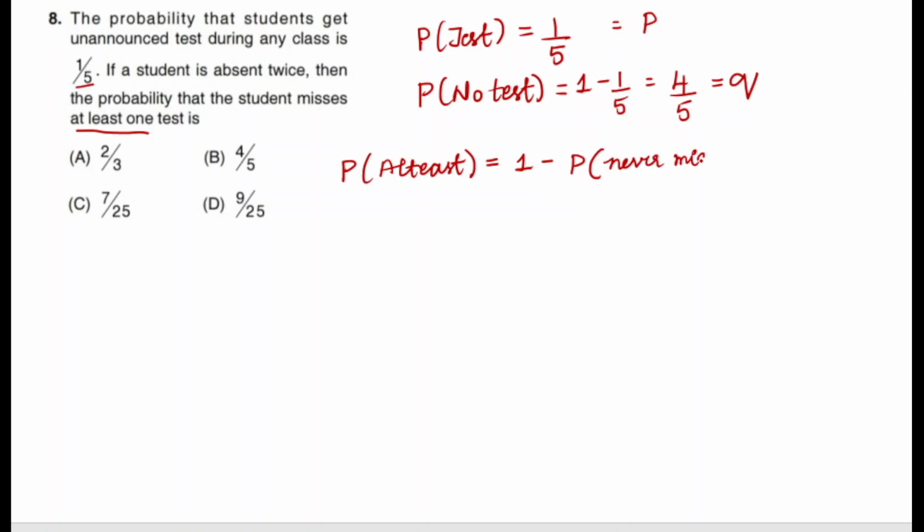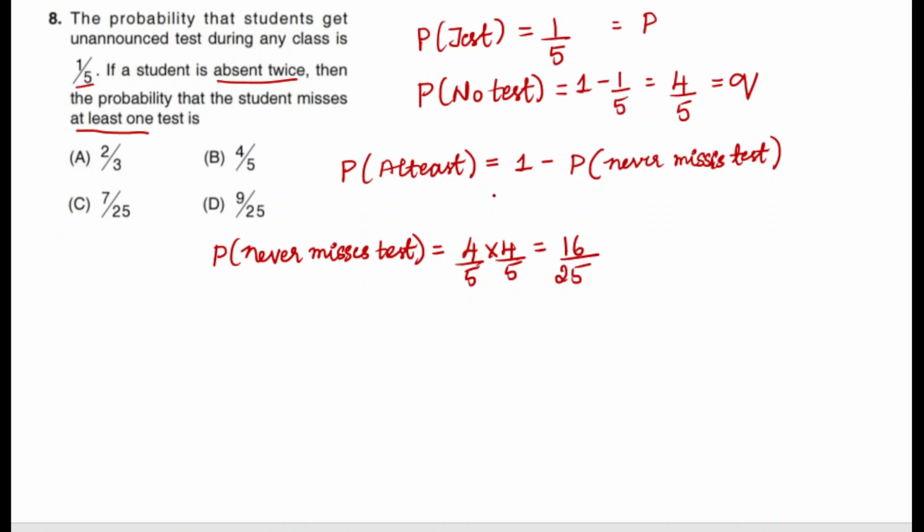He never misses a test. Now that is the probability of no test. He never misses a test means in the 2 days he is absent, in the 2 days also there is no test. Now I have told just now the probability of failure of a single trial is 4 by 5, so 2 days means 2 trials. The probability that he never misses a test is 4 by 5 into 4 by 5. So 4 4s are 16, divided by 5 5s are 25. Now the final formula: 1 minus the probability of never missing a test is equal to 1 minus 16 by 25. Cross multiplying, we get 25 minus 16 divided by 25. So 25 minus 16 is 9, divided by 25, is the overall answer.